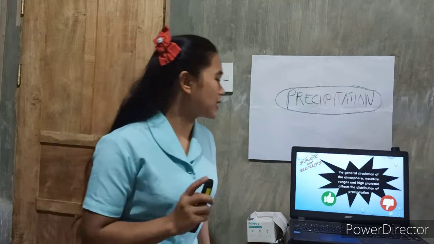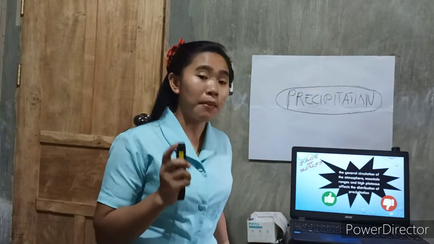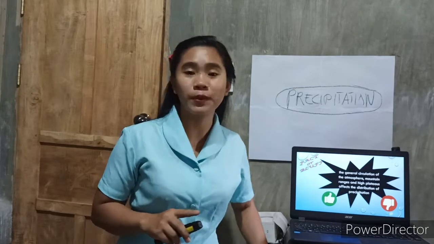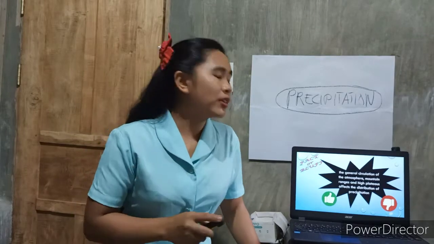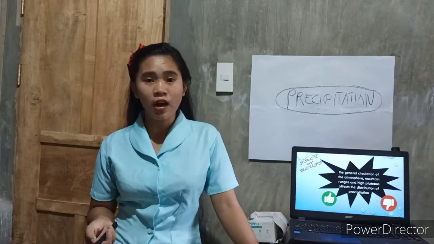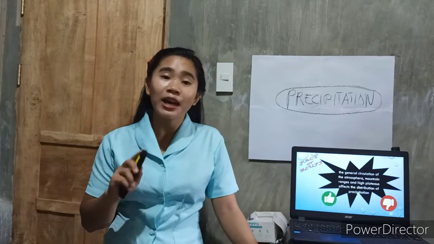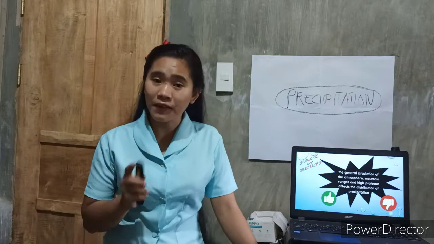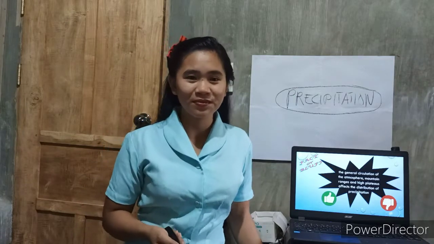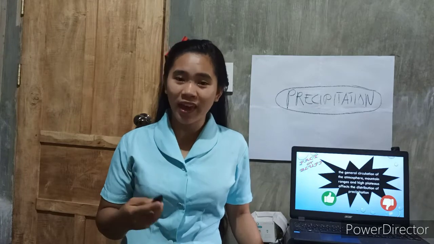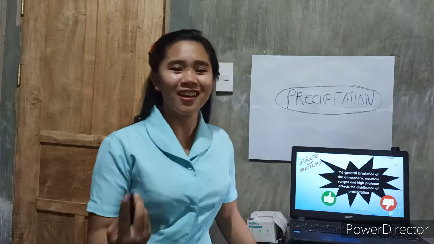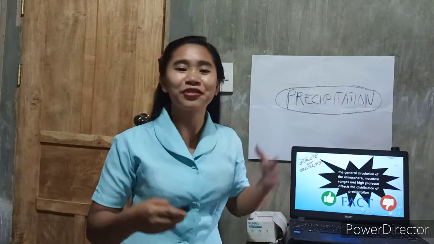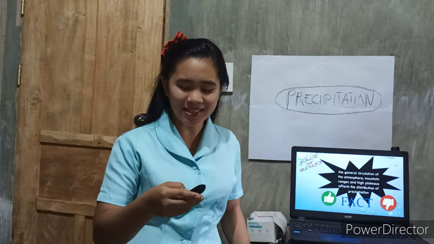The general circulation of the atmosphere, mountain ranges, and high plateaus affects the distribution of precipitation. Is it a fact or a bluff? Let us see who got the correct answer. So it is the fact. Okay, so next.